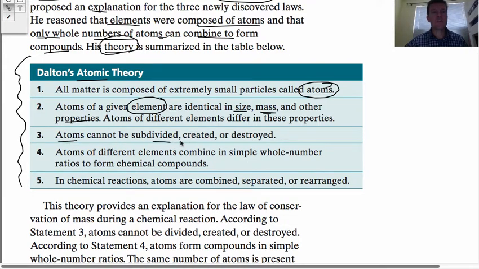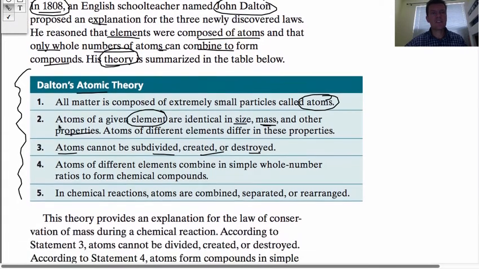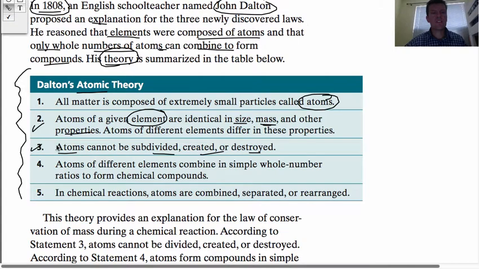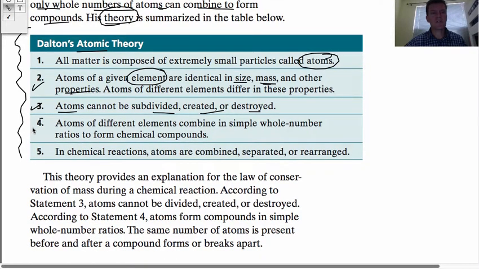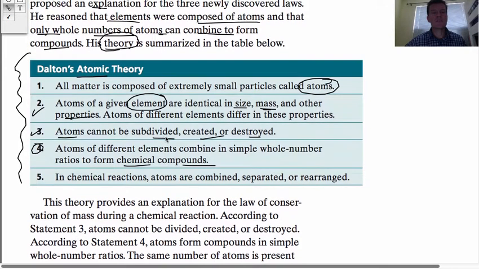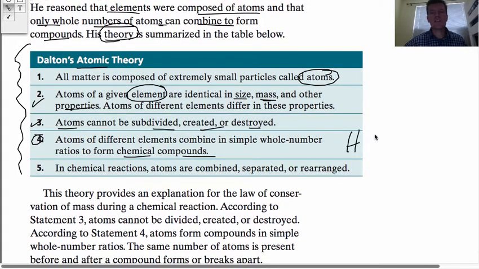Number 3, atoms cannot be subdivided, created, or destroyed. Now, that's not exactly true now. Again, remember, this was back in the 1800s. So, 2 and 3 are pretty much still true today, but there are some things that we're discovering that are a little bit different. Number 4, atoms of different elements combine in simple whole number ratios to form chemical compounds. So we mentioned that already. Hydrogen and oxygen combine to form water in a ratio of whole numbers, 2-to-1.